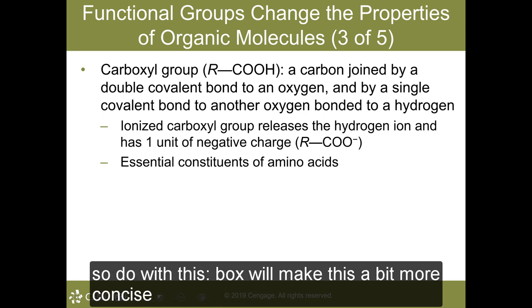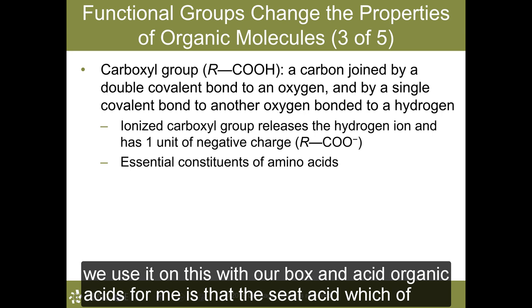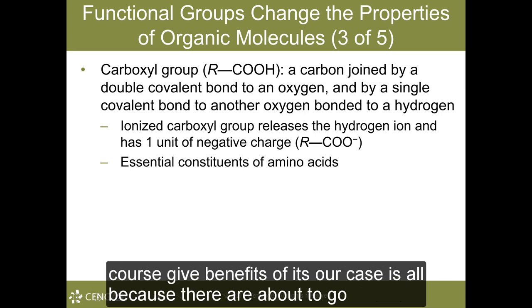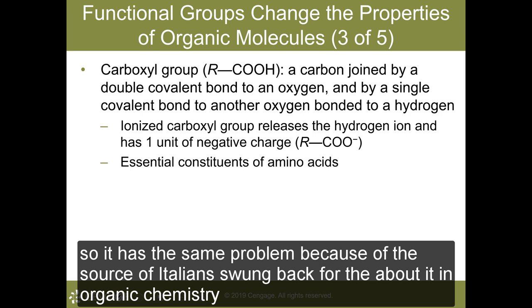So with this carboxyl, I'll make this a bit more concise. We usually find this with carboxylic acids or organic acids. That means that acetic acid, which gives vinegar its sour taste, is all because of that carboxyl group. It has its acidic properties because of the source of hydrogen ions.